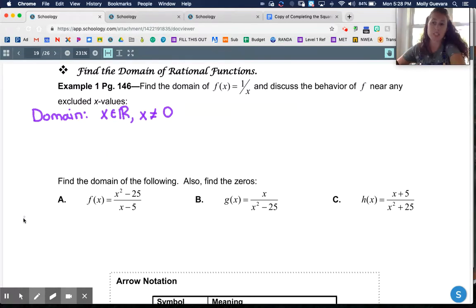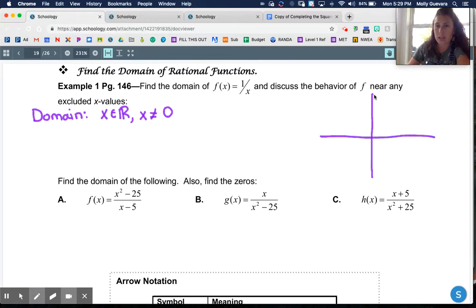So that's my excluded value. I'm not allowed to have 0. So I want to know what is happening at 0. Why am I not allowed to have 0? And I'm going to draw a quick sketch of what this graph looks like. We know what this graph looks like. We know about all of our hyperbolas.